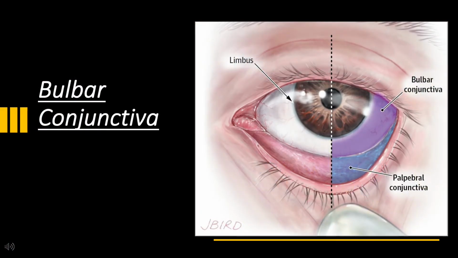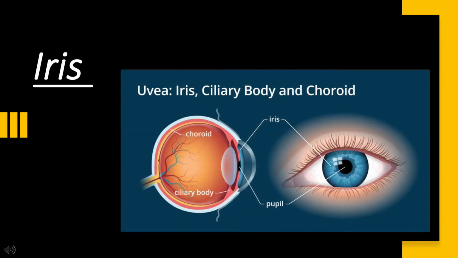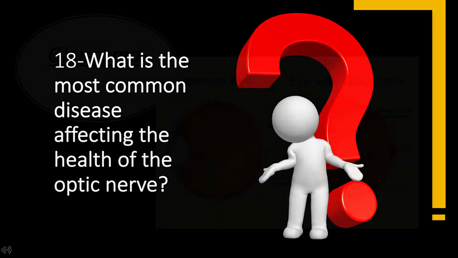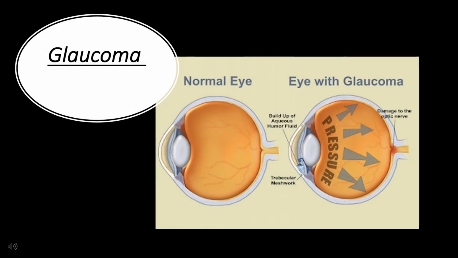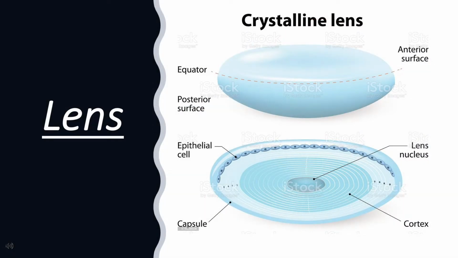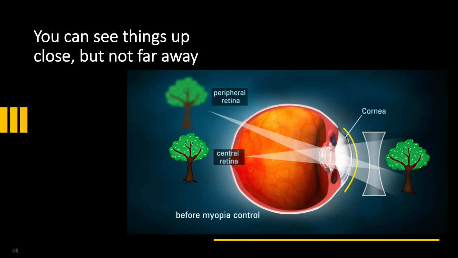Bulbar conjunctiva. 17. What do you call the colored part of your eye? Iris. 18. What is the most common disease affecting the health of the optic nerve? Glaucoma. 19. What part of the eye is affected by cataracts? Lens of the eye. 20. What is the effect of myopia? You can see things up close, but not far away.